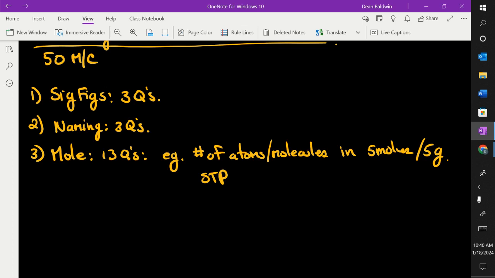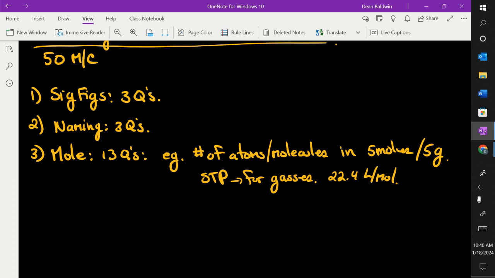What's STP? Standard temperature and pressure, right? It's for gases. What is the number associated with STP? 22.4 what? Liters per mole. One mole is 22.4 liters of a gas. It measures the volume, right? It's for gases, not liquids.